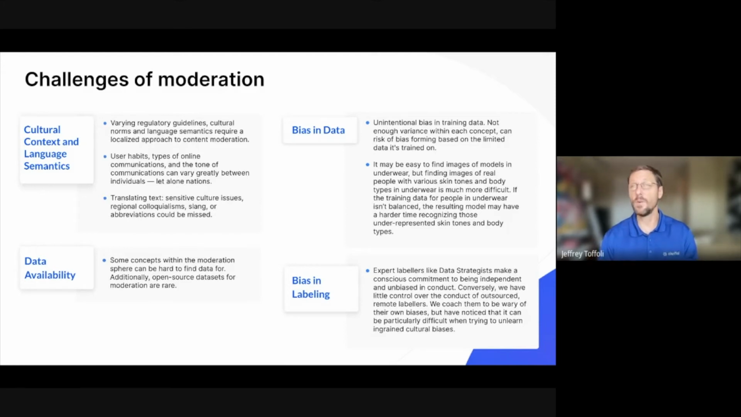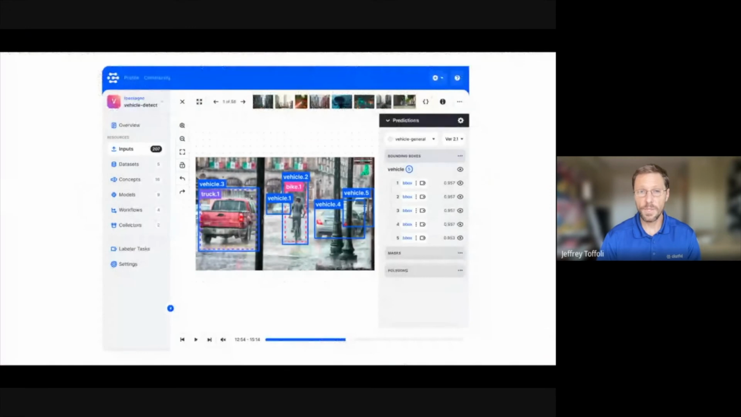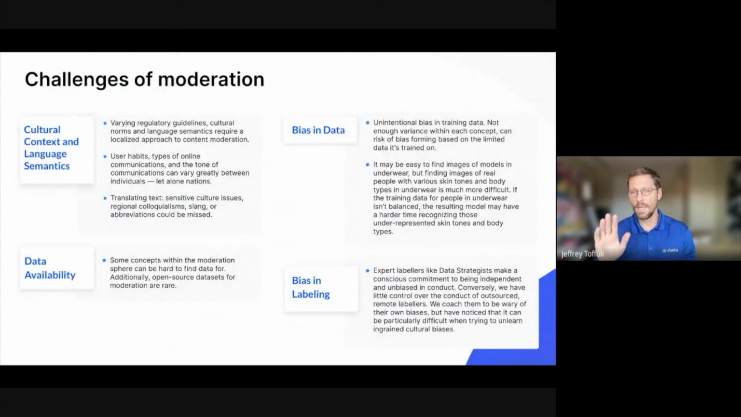Bias in labeling. If we switch back to this image here, we see these squares around each of the objects with a label on them. As you're teaching the computer how to recognize patterns, you need to be labeling the data, saying, this is a truck, this is a bike, this is a person. There can be issues of bias when applying these labels. Expert labelers like data strategists who are employed at Clarify make a conscious commitment to being independent and unbiased when labeling, but one would have little control over the conduct of outsourced remote labelers. So this actually can be a big challenge, and needs to be something taken into consideration as you plan your solution.